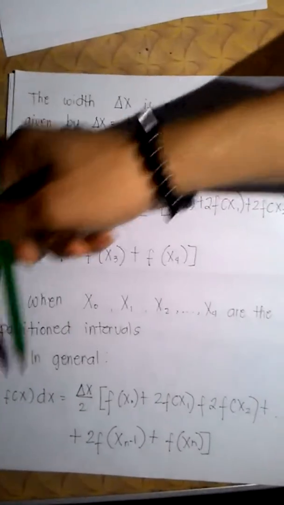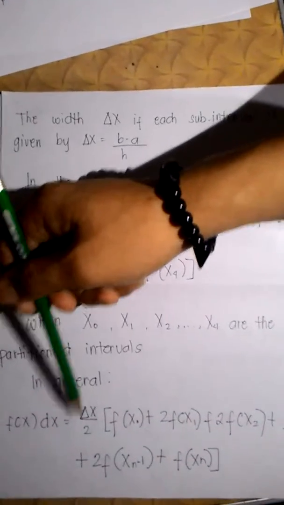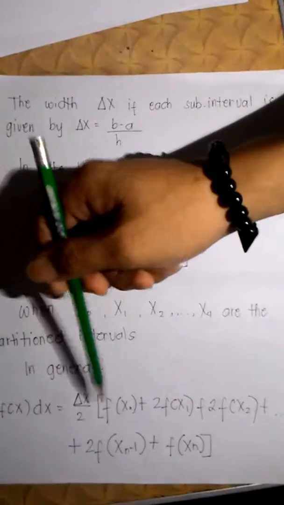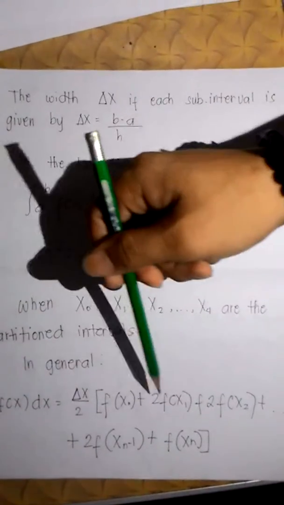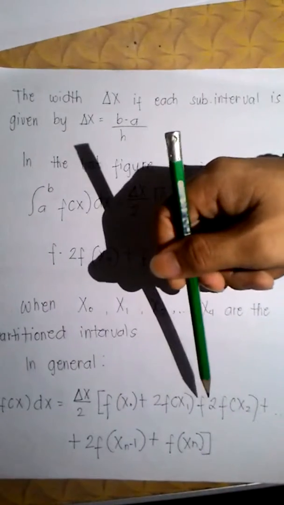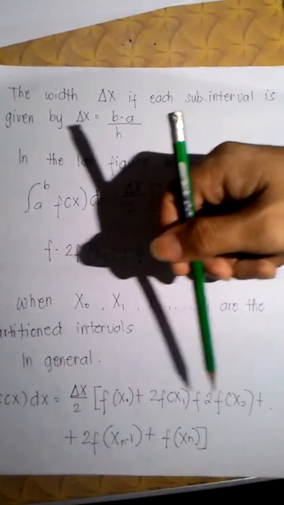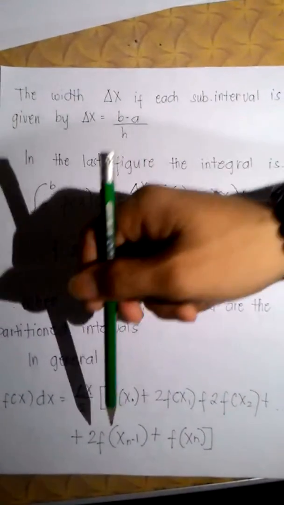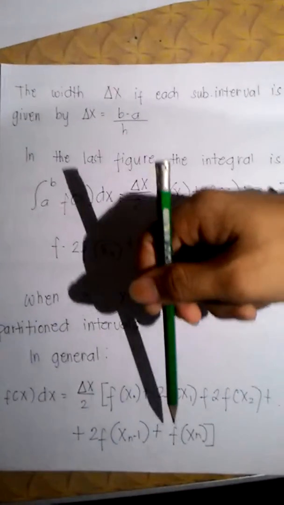In general, the integral of f of x dx is equal to delta x all over 2 times the quantity f of x sub 0 plus 2 f of x sub 1 plus 2 f of x sub 2 plus 2 f of x sub n minus 1 plus f of x sub n.